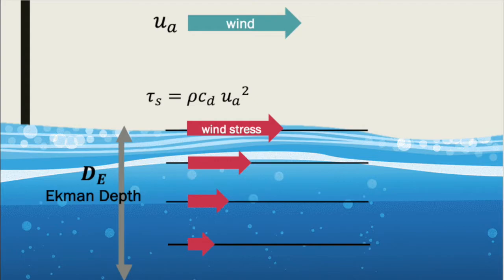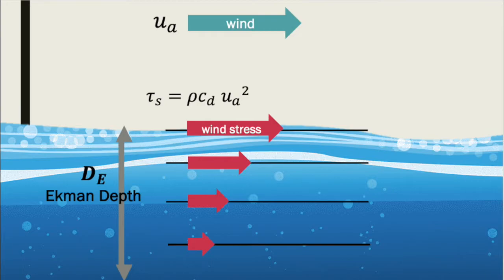When the wind with velocity UA is blowing at a certain height above the ocean, surface stress is exerted at the surface of the ocean, which is represented by tau equals the density of air, rho, times the drag coefficient, CD, times the wind velocity squared, UA squared. This has the unit of force per area, and this is the same as pressure.